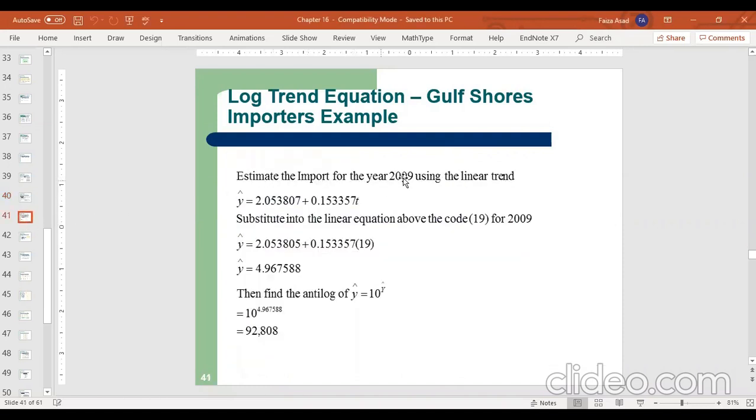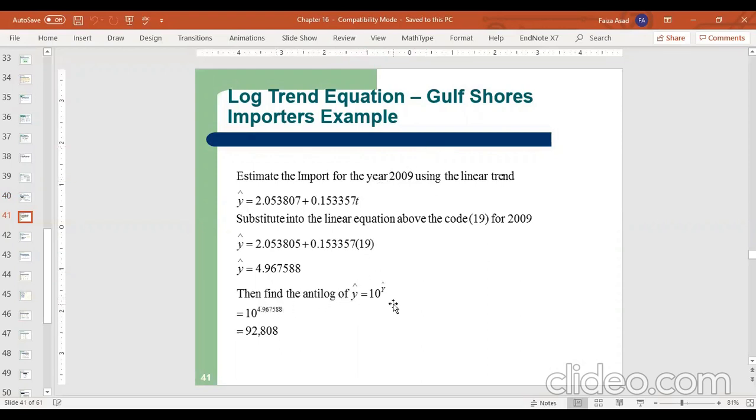Estimate the imports for year 2009 using the log trend. This is the log trend equation, and we will put the t values for each year to get y hat. You will do the same as we already did in previous slides for the calculation of y hat in linear regression.